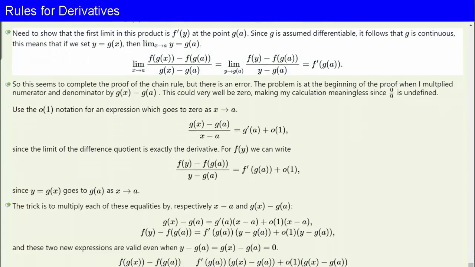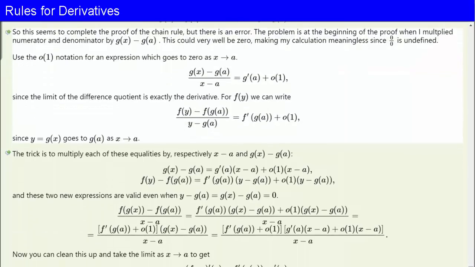We need to show that the first limit in this product is exactly f prime at the point g at a. Since g is assumed differentiable, it follows that g is continuous. This means that if you set y equal to g of x, then the limit as x goes to a of y is g of a. So you can write this limit as the limit as y goes to g of a of f of y minus f at g of a over y minus g of a. And that's exactly the derivative f prime at the point g of a.